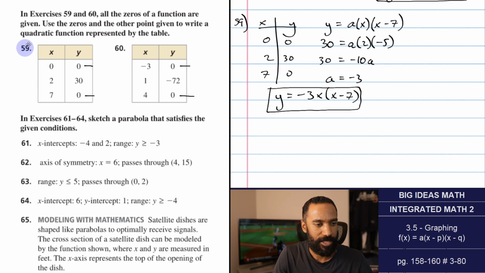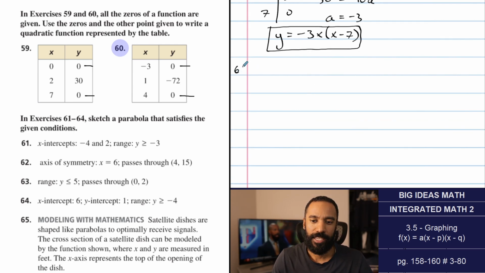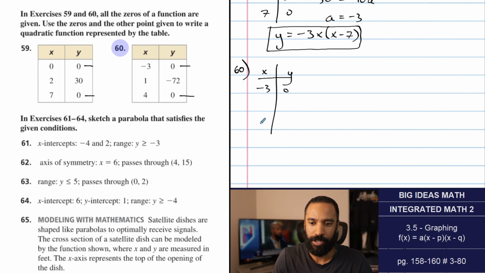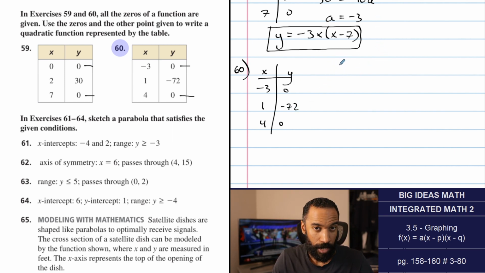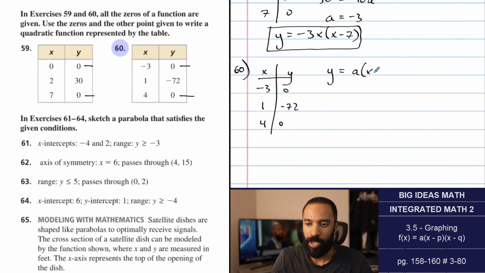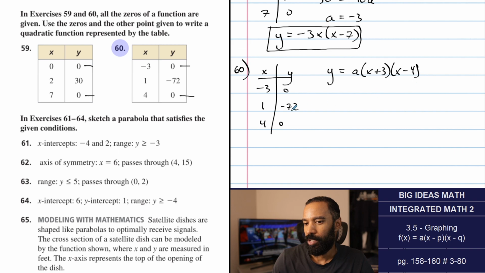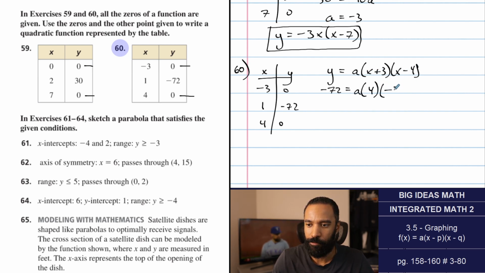Number 60. We have xy values of x-intercepts, negative 3, 0, 4, 0, and somewhere in between, we got 1, negative 72. That is big. So let's see here. Y equals a times, I got an x plus 3 for that 0, and x minus 4 is the other 0. Here's our xy we're going to plug in, so negative 72 for y, and 1 for x, so a times 1 plus 3 times 1 minus 4.